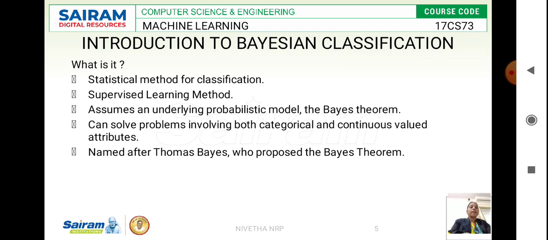We have an underlying probabilistic model here, and with that model we are going to implement Bayes theorem. In classification we implement the concept of Bayes theorem for performing the classification, and it can be used for solving problems involving both categorical and continuous valued attributes. This was found by Thomas Bayes, who proposed this algorithm.